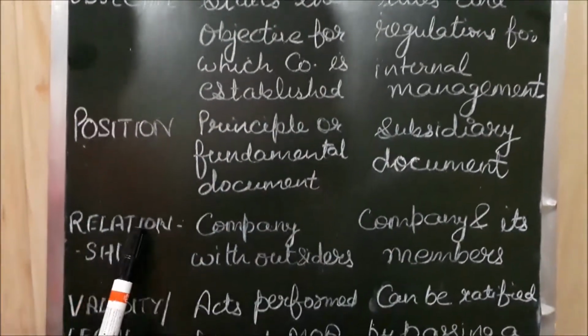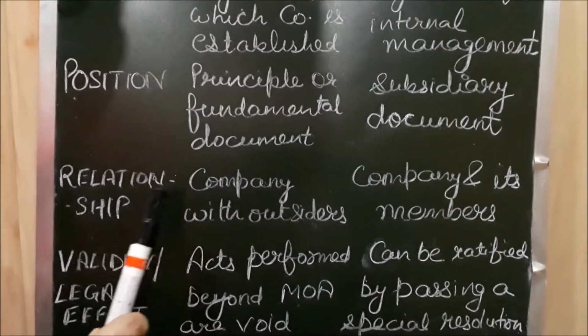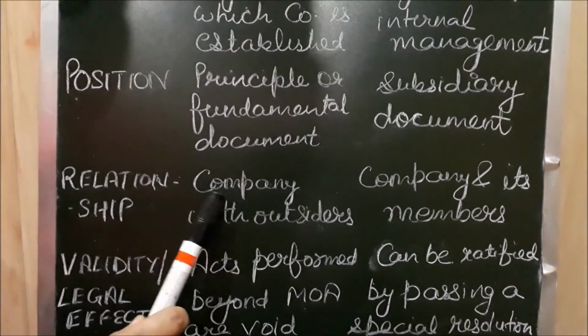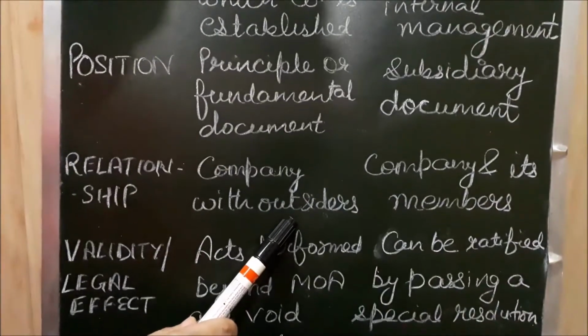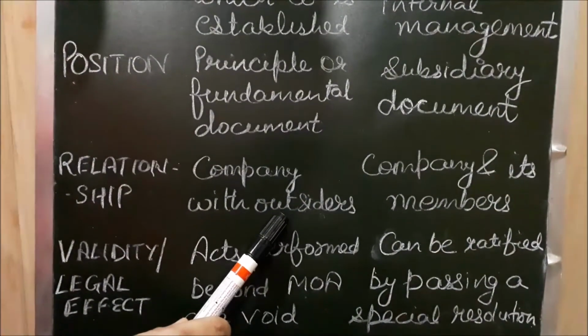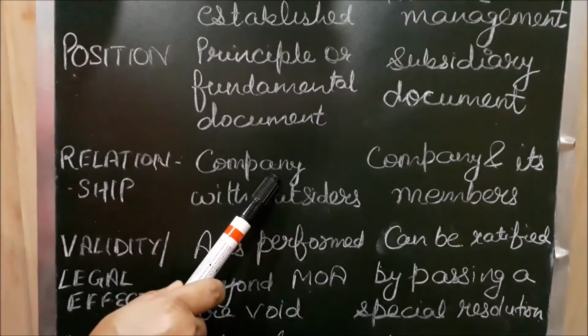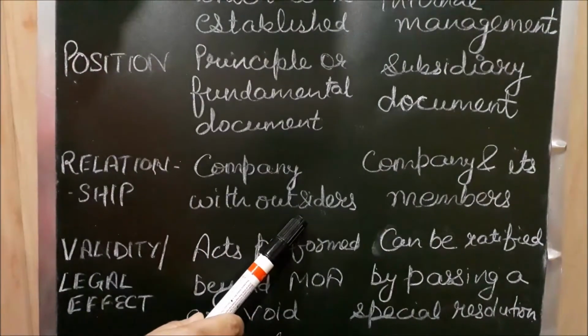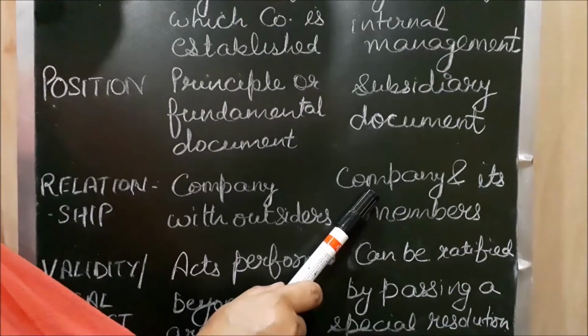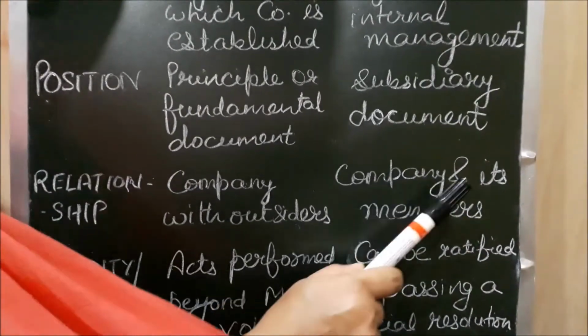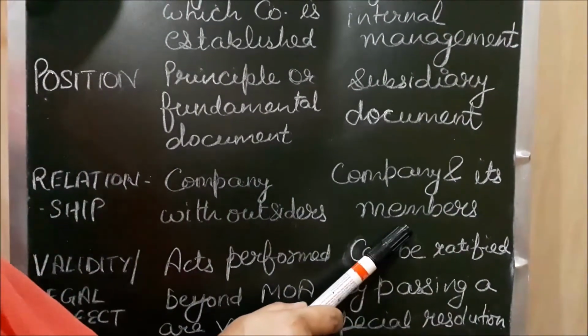Next is relationship. Memorandum of Association specifies the relationship between the company and outsiders. So, it tells us what is the relation of the company with the outsiders. Articles of Association specify the relationship between the company and its members.